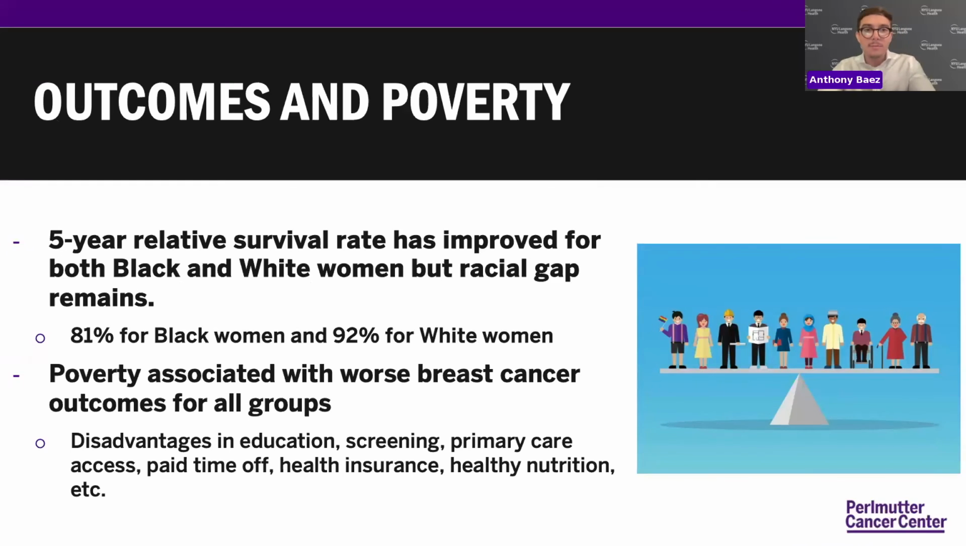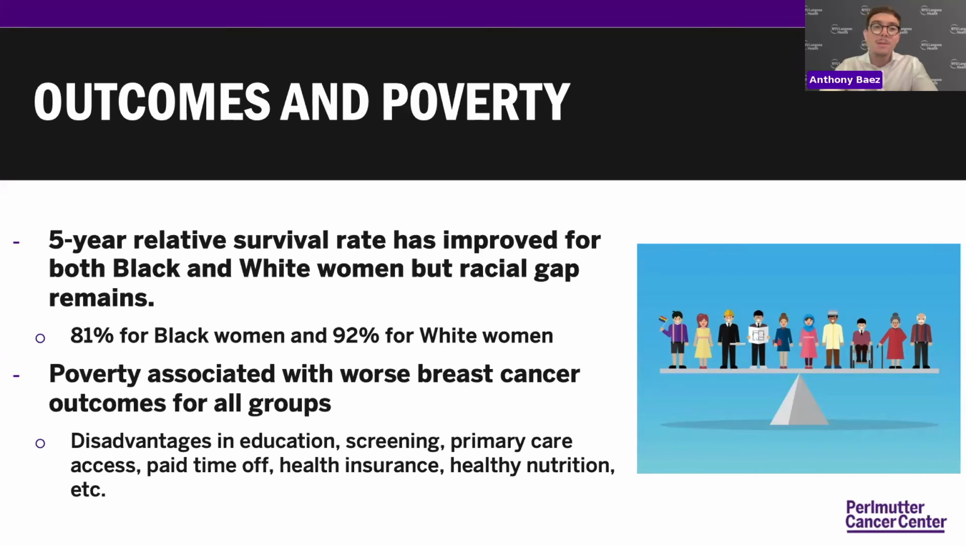So when we look at outcomes, we know that overall the outcomes for breast cancer have really improved dramatically across all ethnic groups. However, if we look at 5-year overall survival, it is 92% in white women and 81% in Black women. So despite all these advances, there's still a significant racial gap.